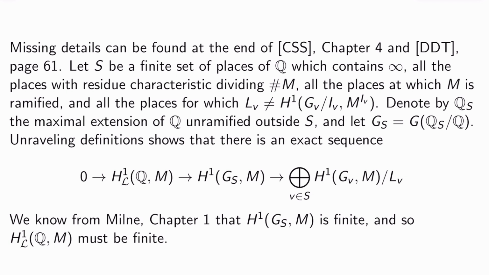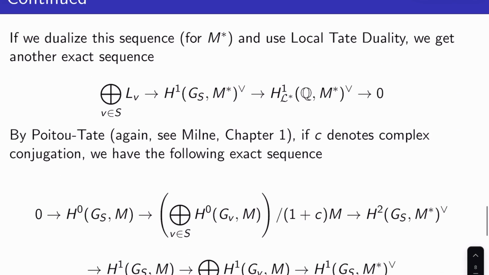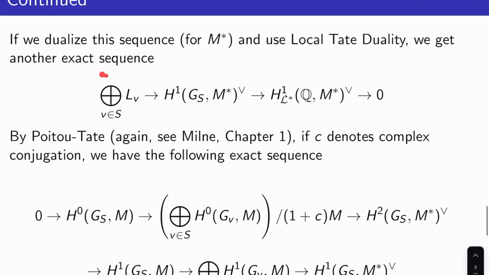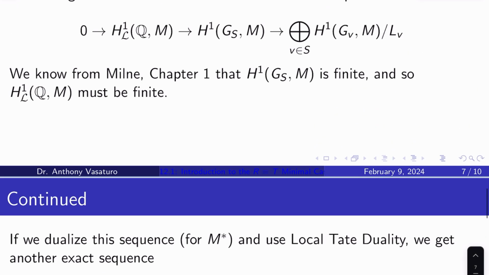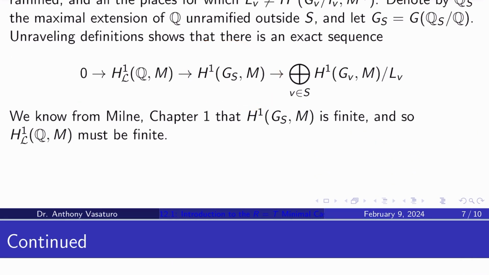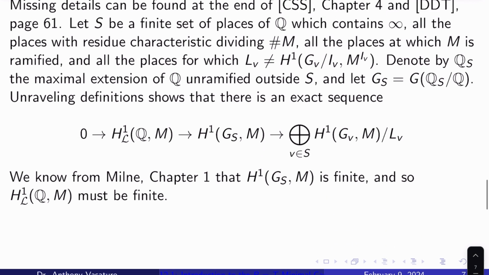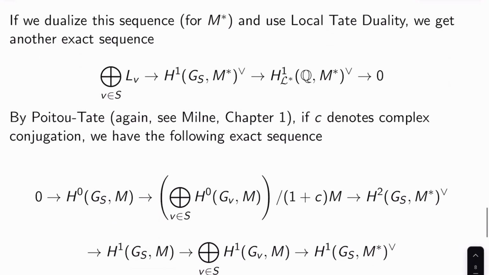Okay, how do we prove that fancy formula with all the quotients and the big product? That is as follows. If we dualize this sequence for M* and apply local Tate duality, we get another exact sequence out of this. Okay, so what is the dual of this guy? The dual of that guy is just the direct sum over v in S of L_v. The dual of this guy for M* is H^1(G_S, M*) dual. The dual of this guy is H^1_L*(Q, M*) dual, and then to 0.